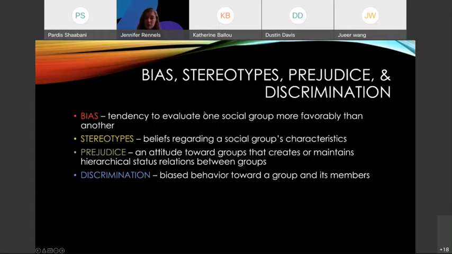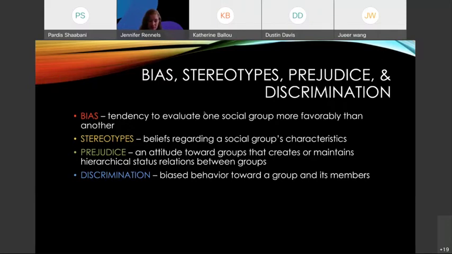So before we really get into biases, I just want to go over some definitions because bias, stereotypes, prejudice, and discrimination are all related concepts, but they are different from one another, and I want to make sure that I can differentiate those for you. When you're showing bias, it's a tendency to evaluate one social group more favorably than another, and this typically means that there are positive and or negative associations with particular groups. With stereotypes, we're getting more into cognitive beliefs regarding a social group's characteristics. And these can affect how we process information about others.